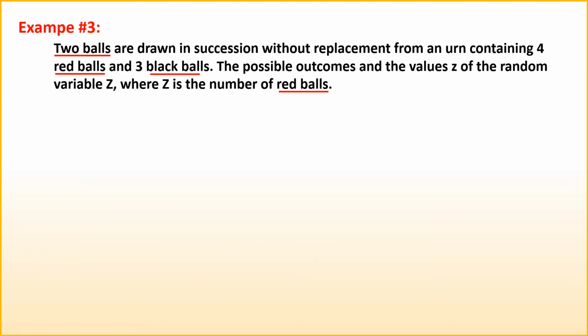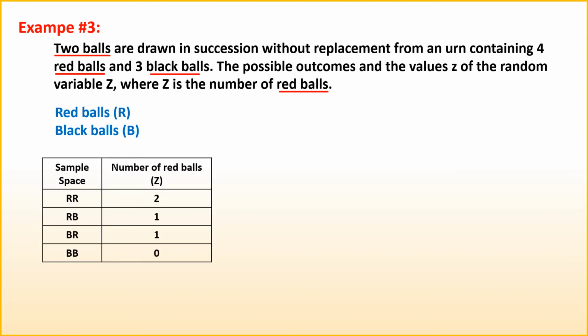Example number 3. Two balls are drawn in succession without replacement from an urn containing 4 red balls and 3 black balls. The possible outcomes and the value z of the random variable Z, where Z is the number of red balls. Let's have here R for the red balls and B for the black balls. Table. Sample space. So these are the possible outcomes pag nag-draw tayo ng 2 balls in an urn. So yung una, red, red. Next, red, black. Black, red. And then the last one, black, black.